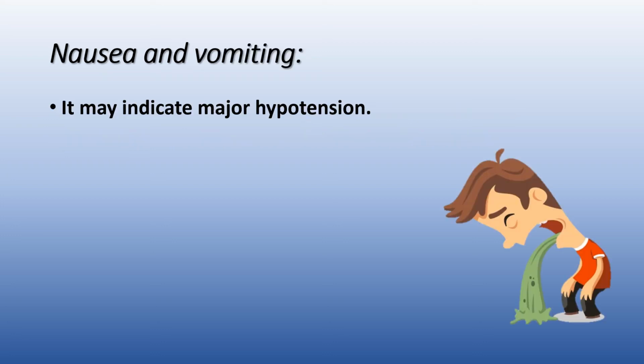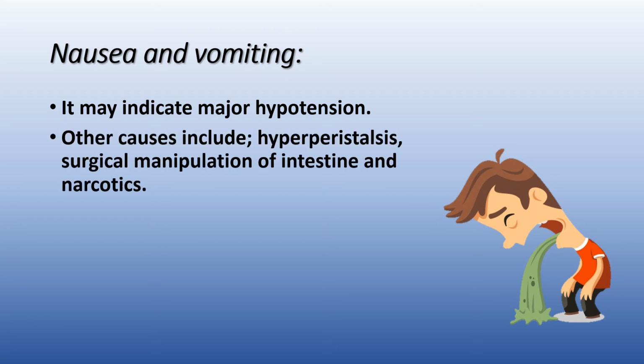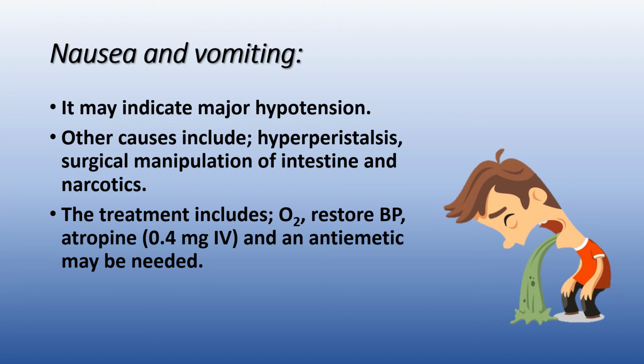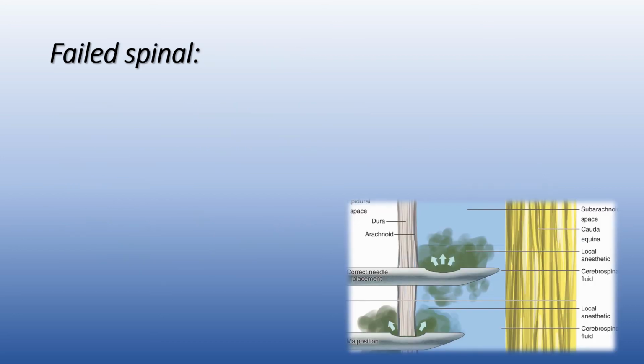Nausea and vomiting may indicate major hypotension, so we should check the blood pressure if nausea and vomiting happen and treat accordingly. Other causes include hyperperistalsis, surgical manipulation of the intestine, and narcotics. The treatment includes oxygen, restoring blood pressure, atropine 0.4 milligram IV, and an antiemetic may be needed.